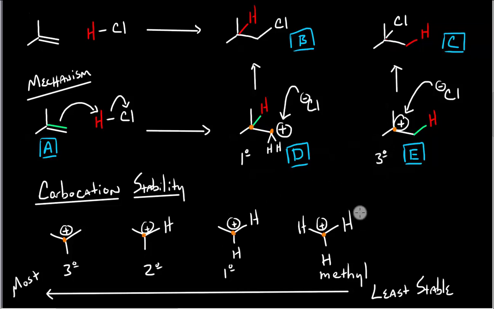Between the two, you could then ask which one is more stable. The answer is molecule E. Molecule E is more stable because of the inherent stability of the carbocation. And that's going to have broad implications later on in terms of the final composition of products. But more on that in the next lecture.